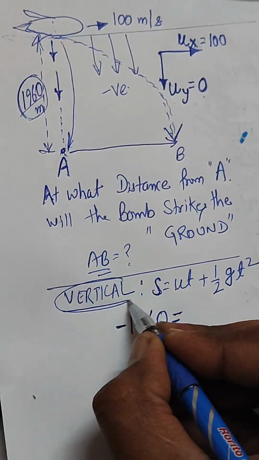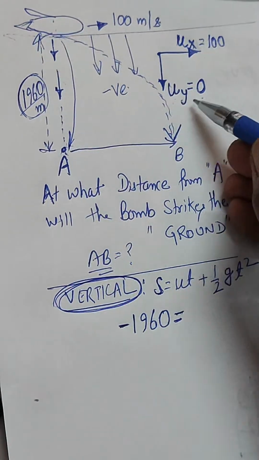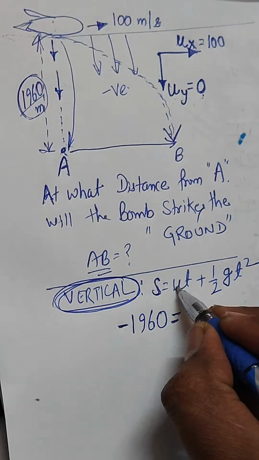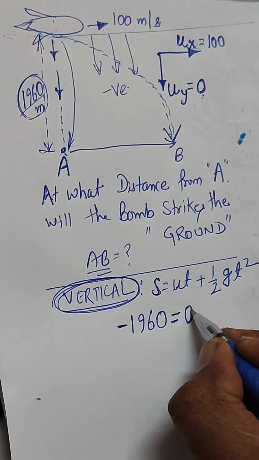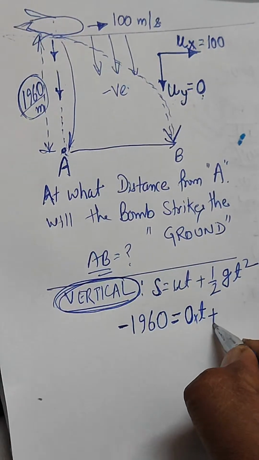I'm just calculating in the vertical direction, what is the initial velocity? It is 0. So this component will be 0, isn't it? 0 into t, it will finally be 0, right?